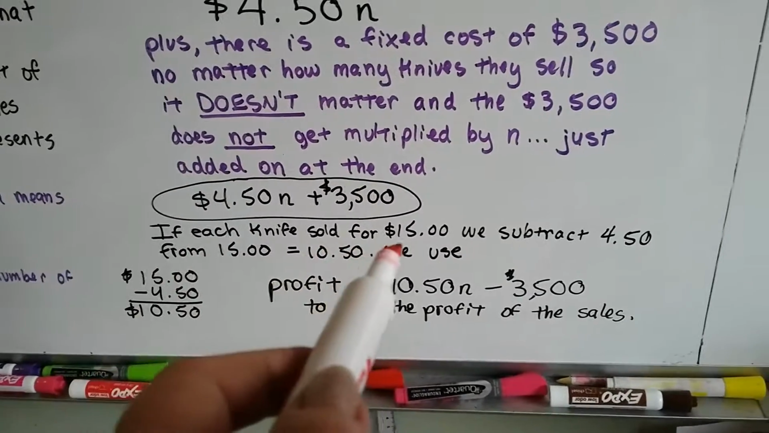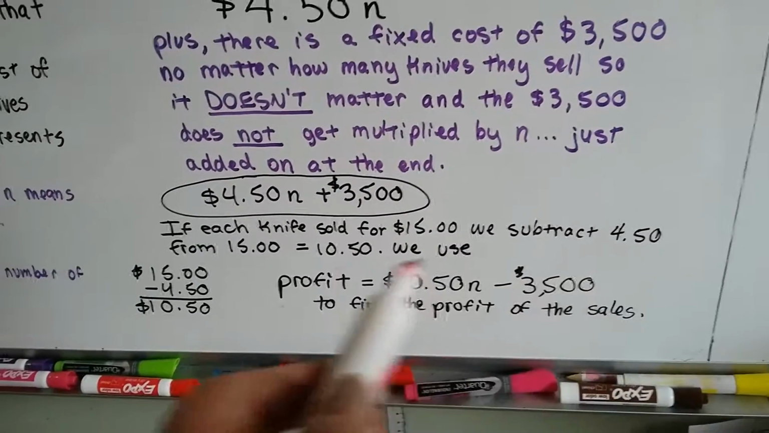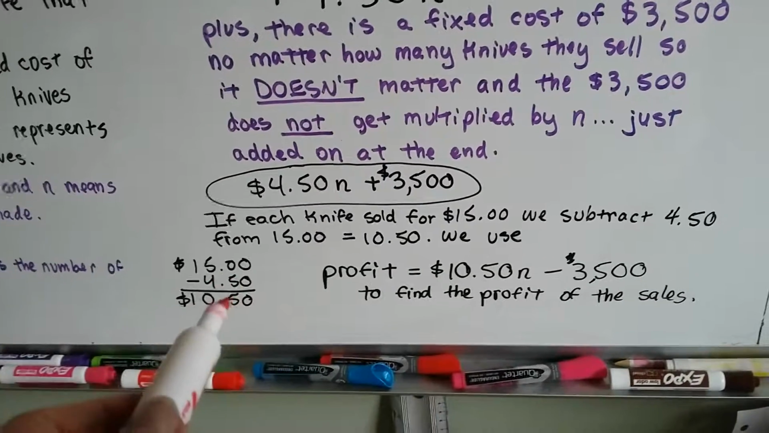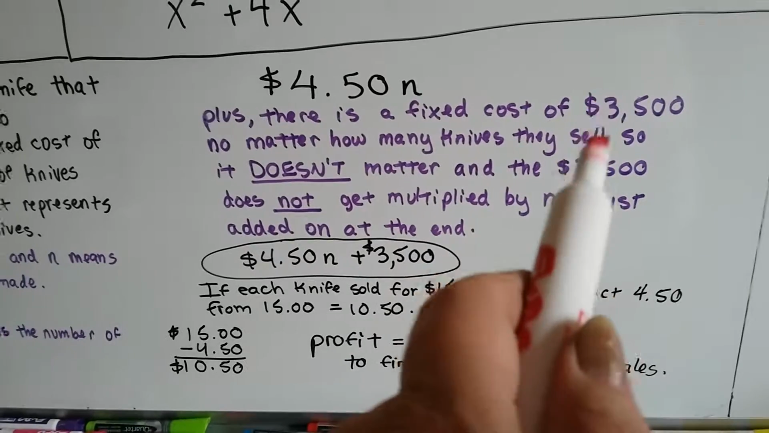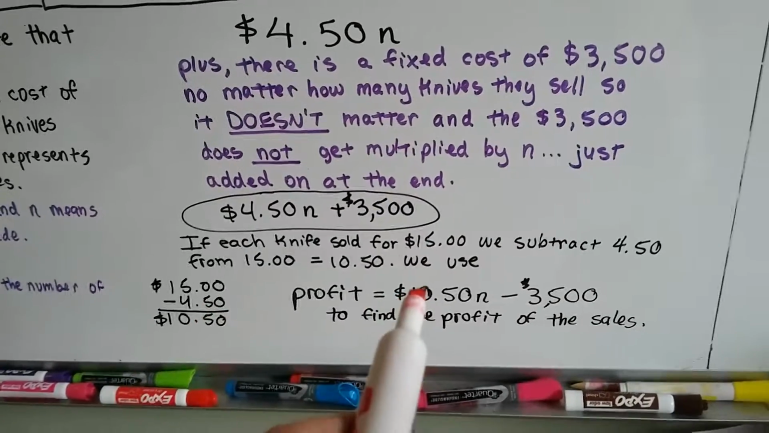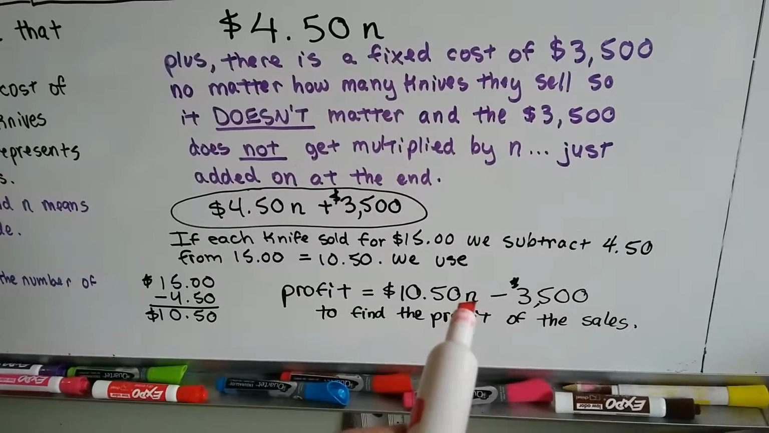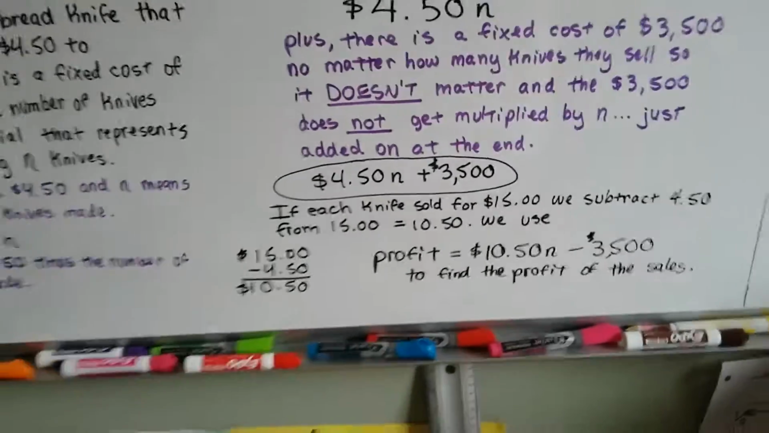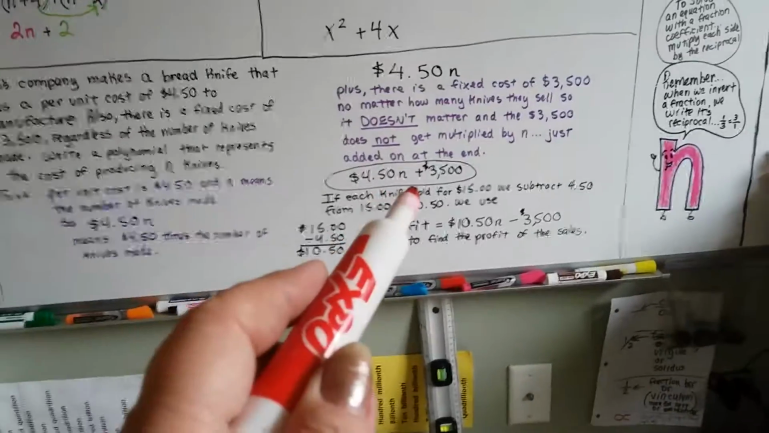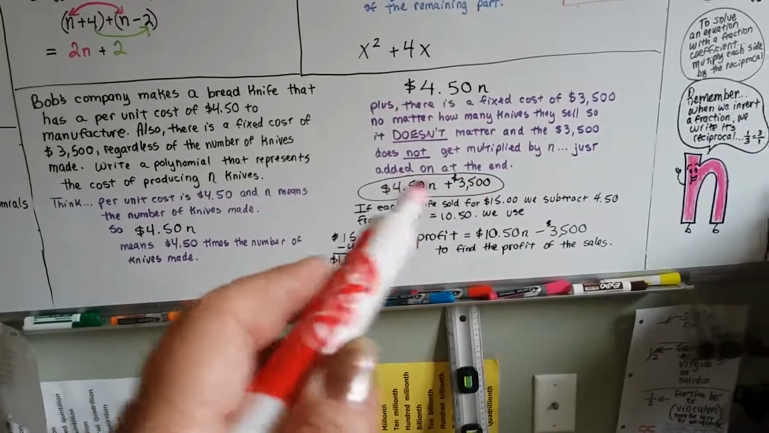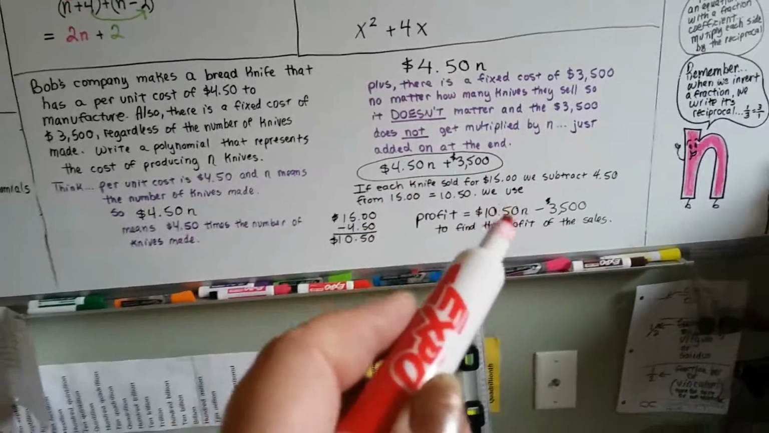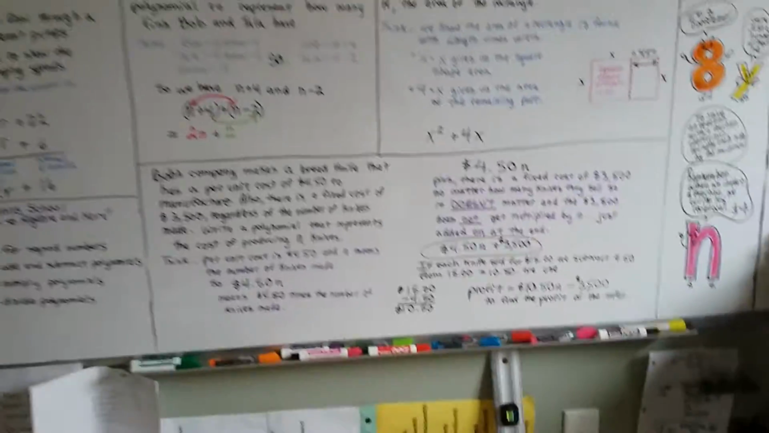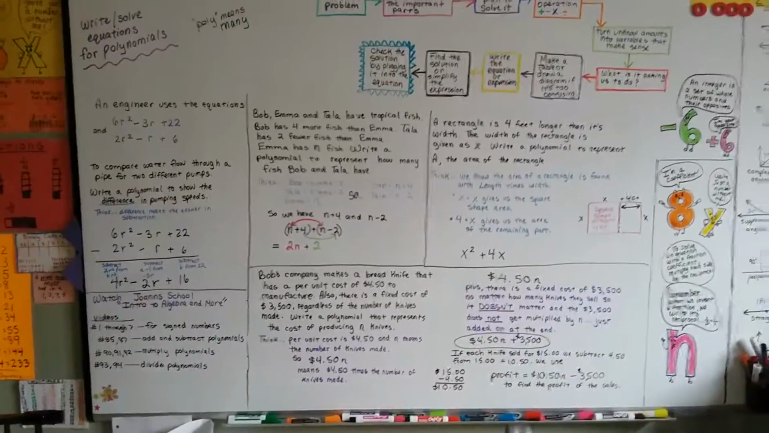Now, let's say each knife sold for $15. Well, we would subtract the $4.50 from the 15 here. We get $10.50, and that would be the profit. But we can't forget about that sassy $3,500. It would be $10.50 times the number of knives they make minus the 3,500, and that would be the profit of the sales. Do you see? We added it on the first time because it was part of the cost, and we were trying to figure out cost. And now that we're trying to figure out profit, the opposite of cost, we have to take it off, okay?